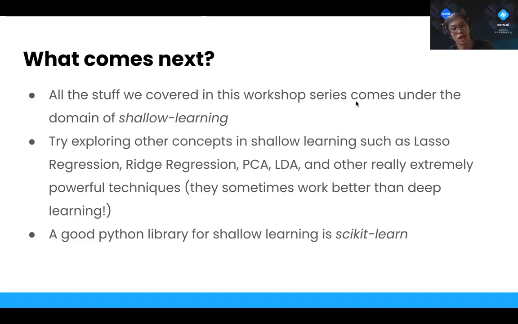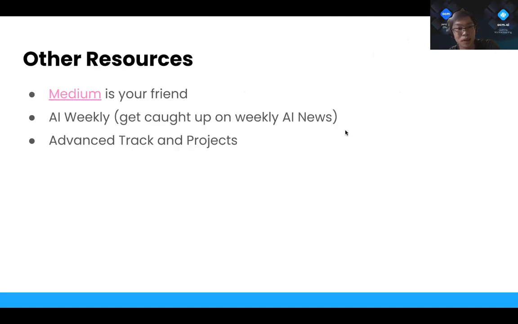A good library for shallow learning is scikit-learn. We already covered some of the models in scikit-learn, but feel free to check out other models. Alternatively, if you're interested in exploring deep learning more, we'll also offer the advanced track, in which we'll cover some of the models in deep learning. I believe the advanced track should be offered next quarter, and definitely fall quarter next year.